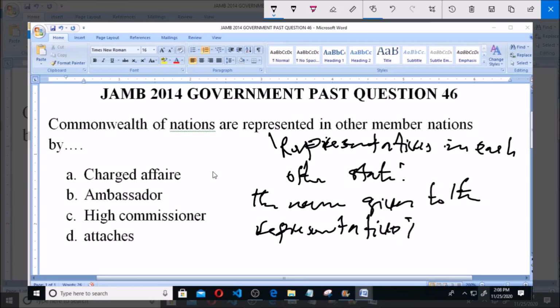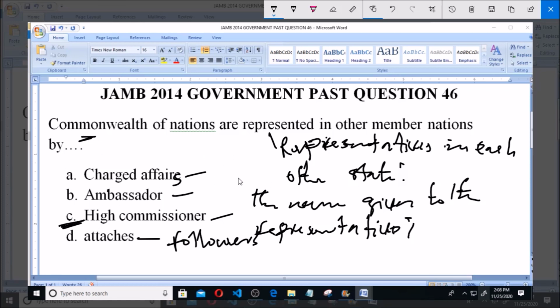So the name given to the representative: option A, chargé d'affaires; B, ambassador; C, high commissioner; D, attaché. Attaché means followers. So high commissioner means a representative of a particular country in a Commonwealth nation. So option C is correct.